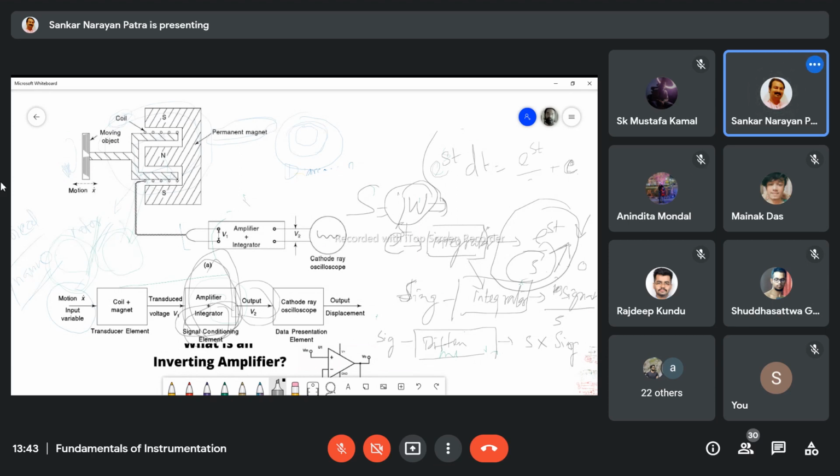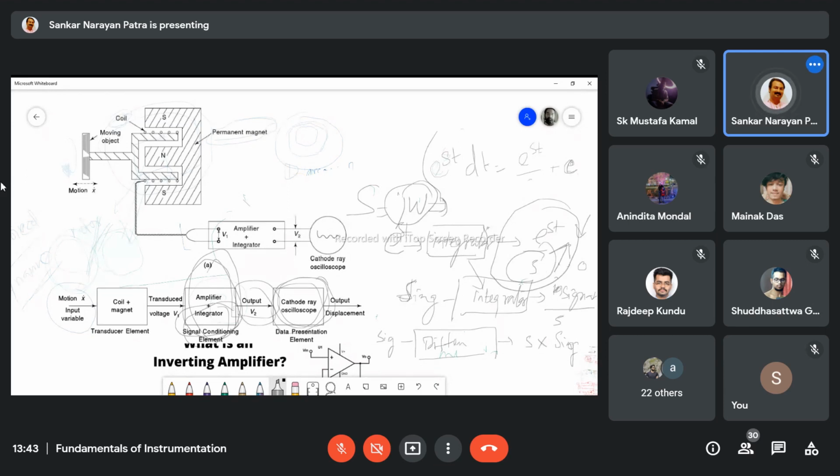Now this is the displaying part. This is the data displaying or signal displaying part, meaning an output device, a cathode ray oscilloscope, which gives you the output of the voltage signal. Now what do you have to do? You have to scale the voltage in terms of what? In terms of motion or displacement.